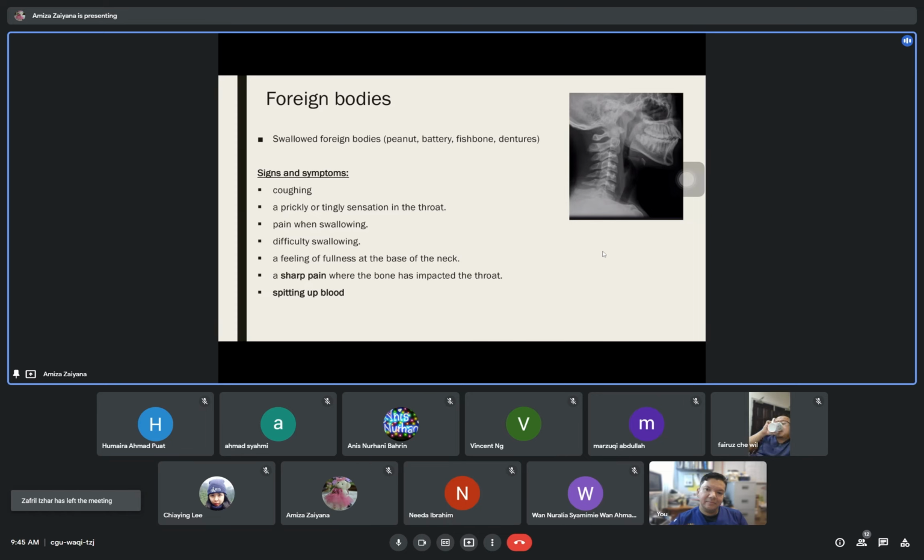So the patient will come with coughing, pain when swallowing, difficulty swallowing, a feeling of fullness at the base of the neck, sharp pain especially with fish bones, or the patient can vomit blood or spit a little blood.